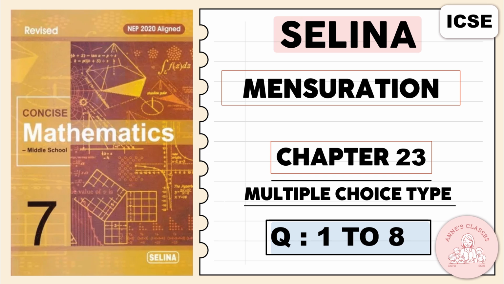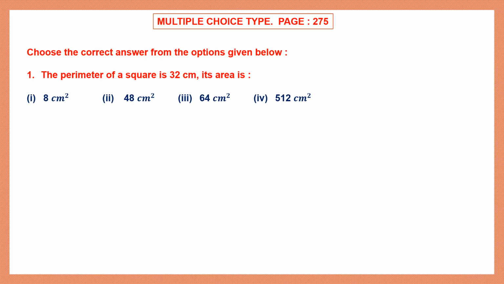Let's do Mensuration, Chapter 23, the multiple choice type. Page number 275. Choose the correct answer from the options given below. Question 1. The perimeter of a square is 32 centimeters. We have to find its area.